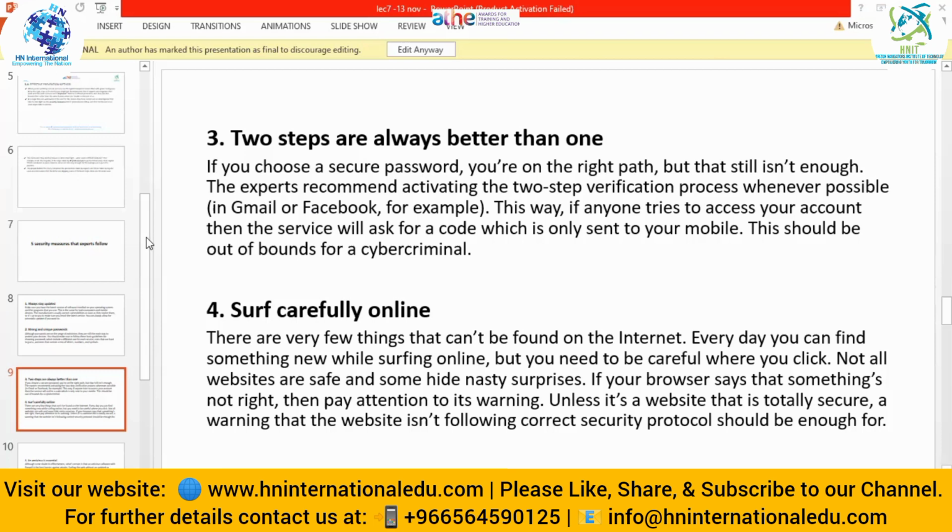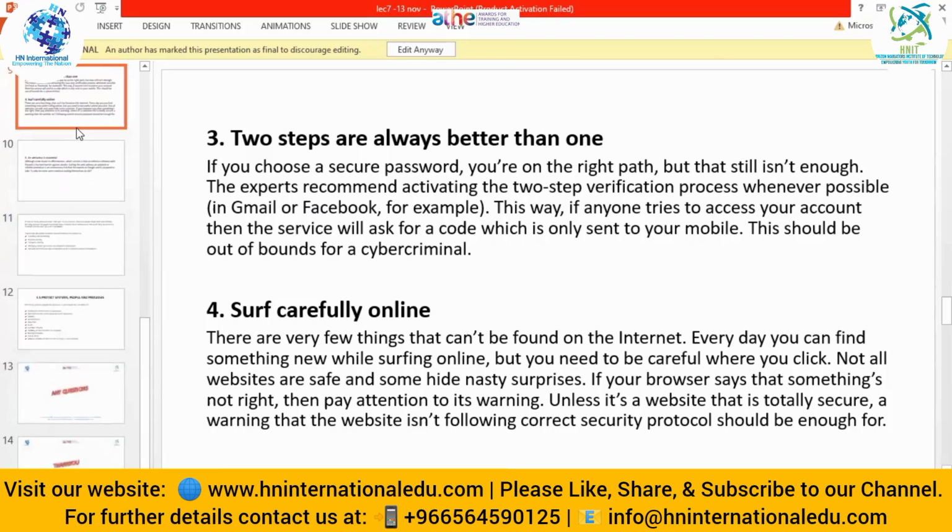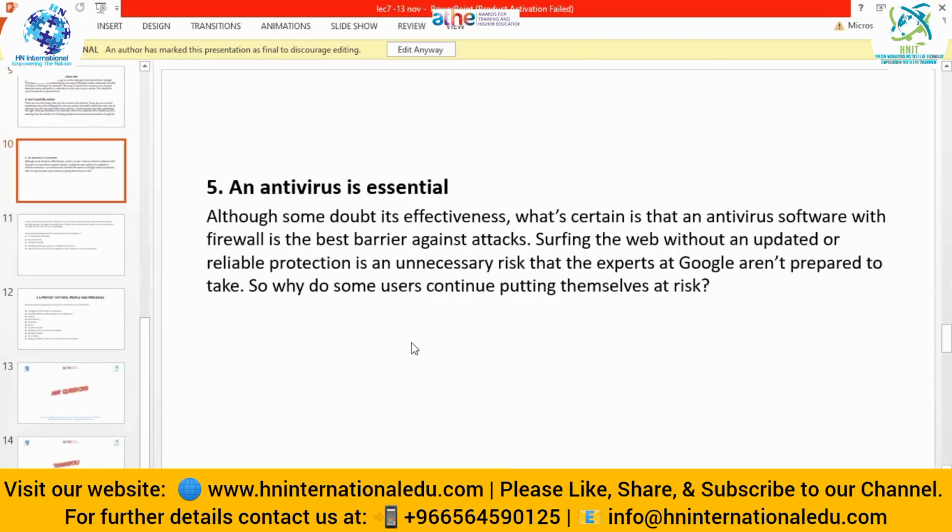Whatever message, don't attend any message that you don't know. Don't believe in these income messages or some lucky draw messages also. Then antivirus is essential. Obviously, for mobile phones and for systems, antivirus is important. Although some doubt its effectiveness, what's certain is that antivirus software with a firewall is the best barrier against attacks.